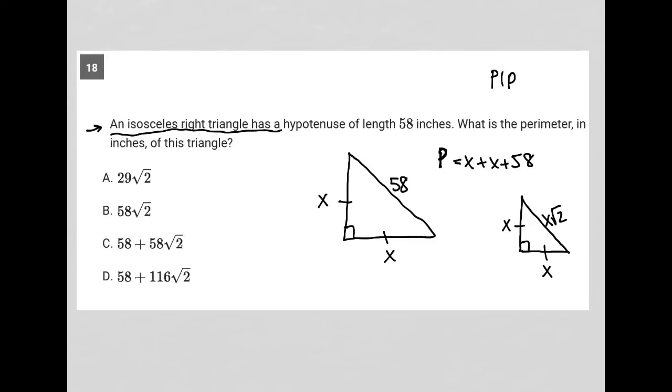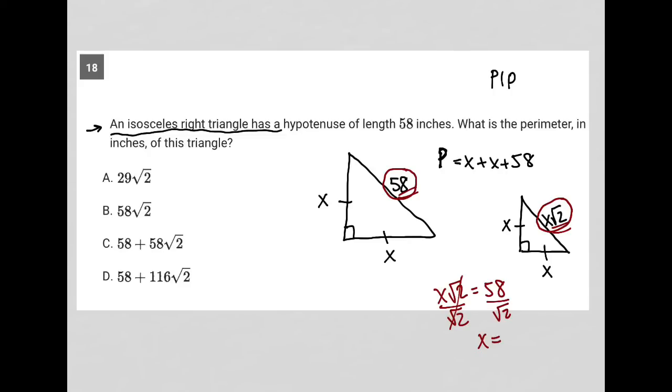So what I like to do is whenever I see a match between what I know to be true and what I have in my generic, I call it my generic right triangle, I just set them equal to each other. Basically, this is saying that x root 2 must be equal to 58. Like these are the corresponding sides, basically.